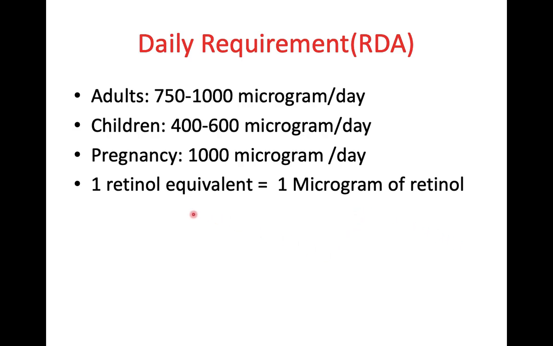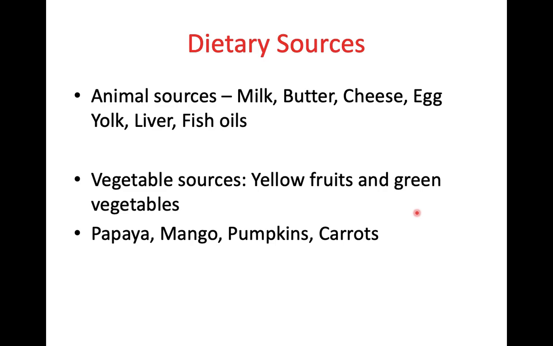Daily requirement. The RDA for vitamin A in adults is around 750 to 1000 microgram per day. In children it is around 400 to 600, and in pregnancy we require vitamin A in higher quantity, around 1000 microgram per day. You can remember the same units in the form of retinol equivalent. So one retinol equivalent will be equivalent to 1 microgram of retinol.